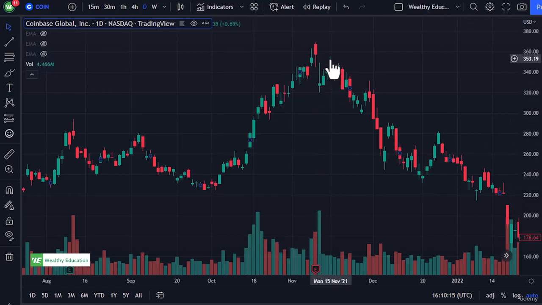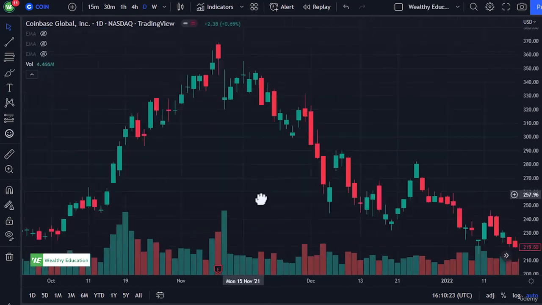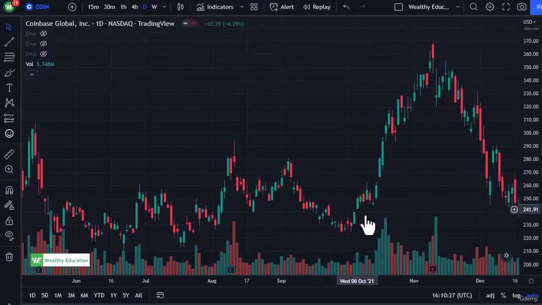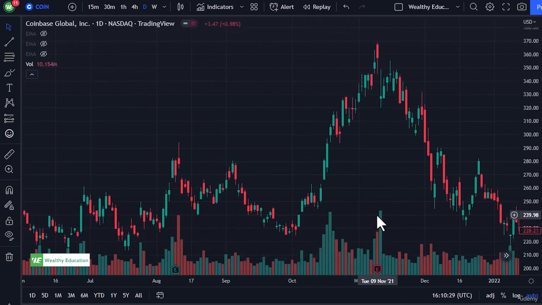Notice we came up, we filled the gap. Notice the volume's dropping. Interest is waning. You can see we start to fall. So quite often you will see what some people refer to as a U pattern like that. That can be a continuation or it can be a reversal.